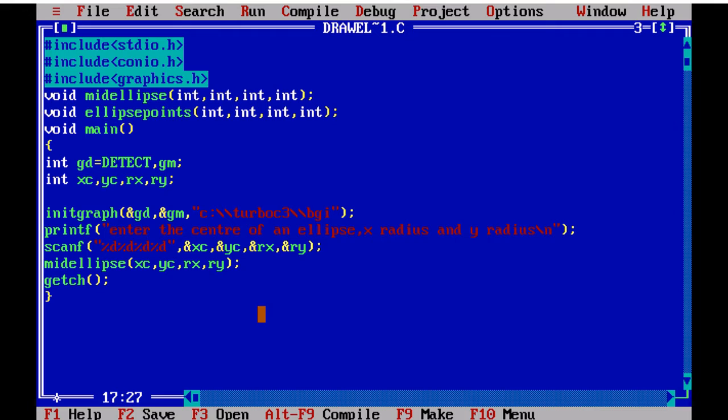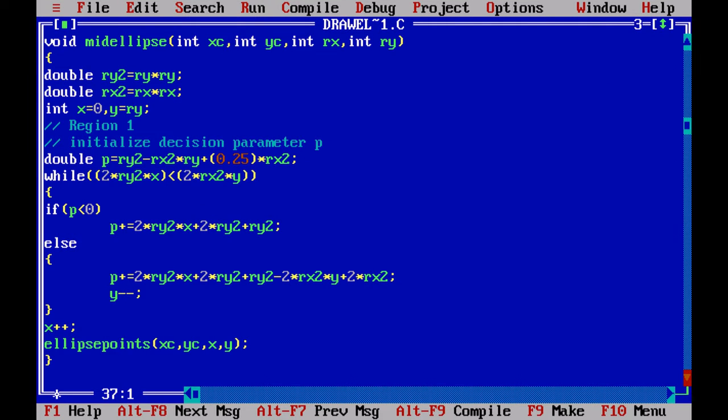In the midpoint ellipse algorithm, we are going to use two functions. One is midpoint ellipse, the other one is ellipse points, to plot the points in all the four quadrants. So we will initialize our graphics, declare the variables, and we get only four inputs, that is the center point xc, yc and the values of x radius and y radius. By keeping these four inputs, we will call the mid ellipse function.